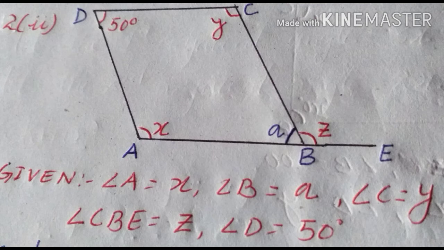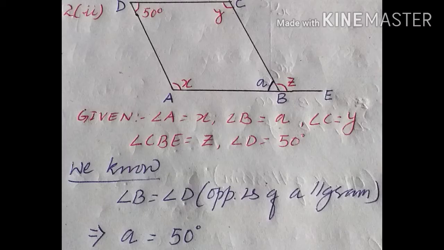Now here also the same. We know angle B equals angle D, because opposite angles of a parallelogram are equal. So A equals 50 degrees. Angle B is A, and angle D is 50. So what did we get? Angle A is equal to 50 degrees.